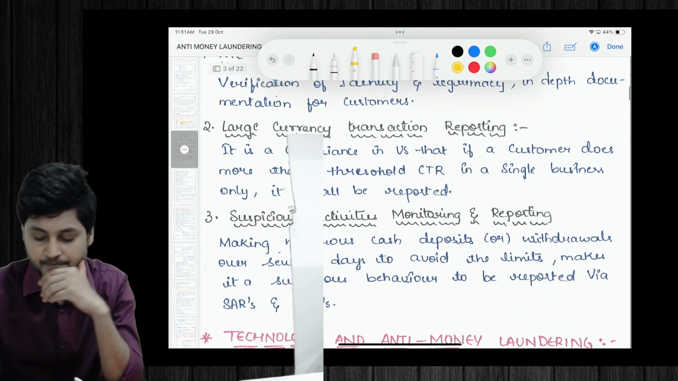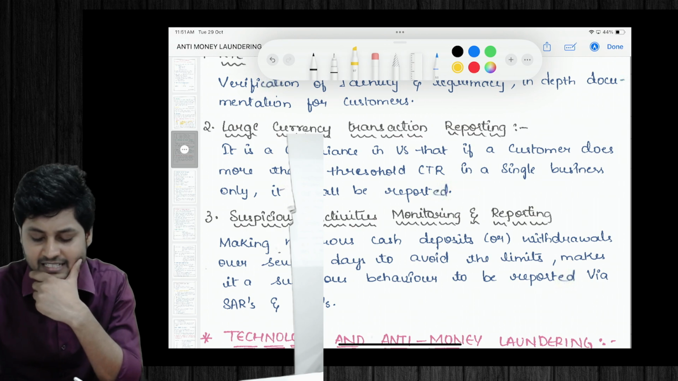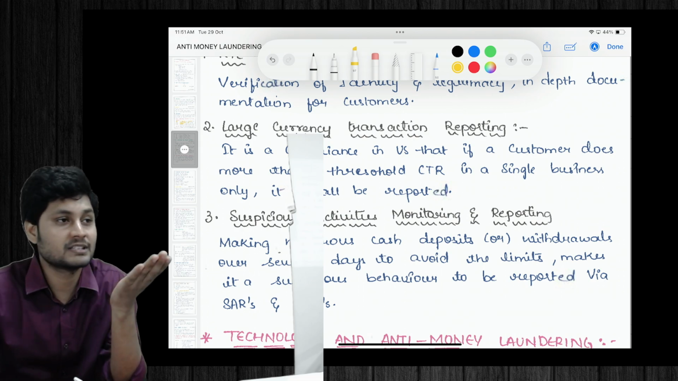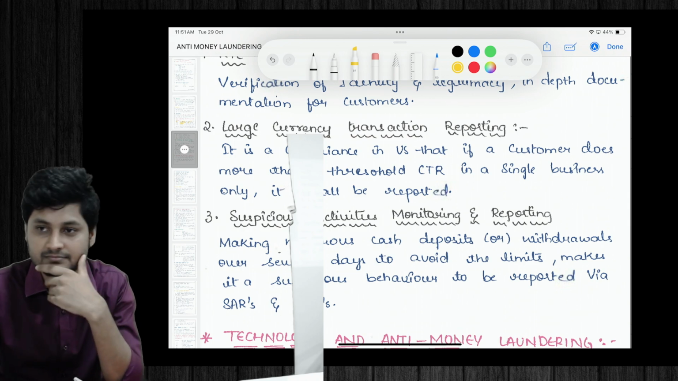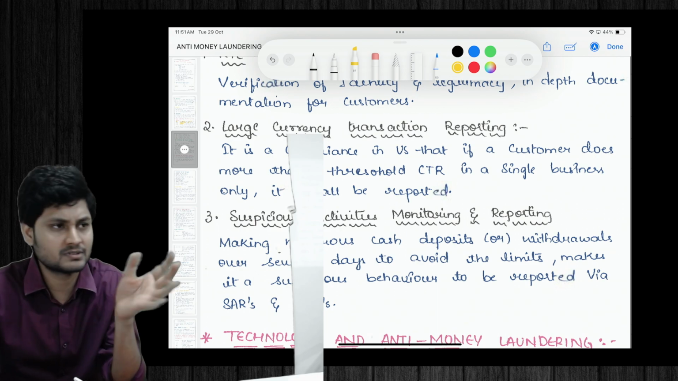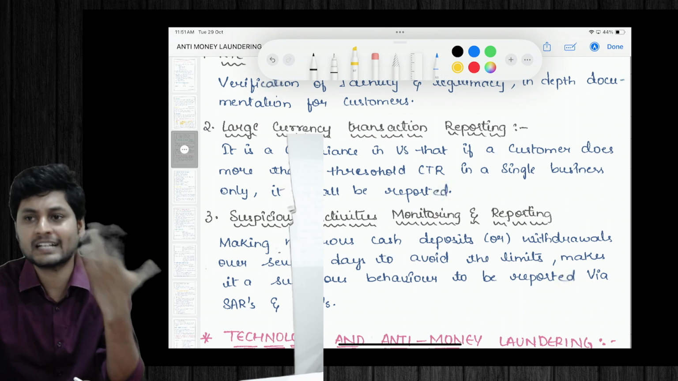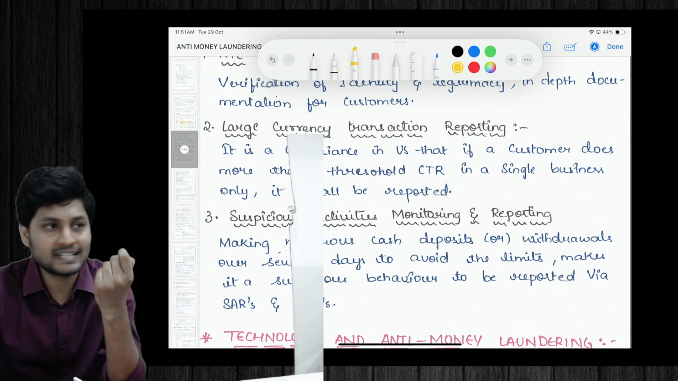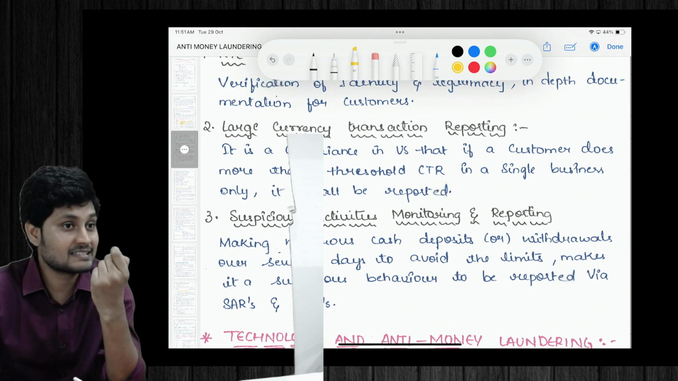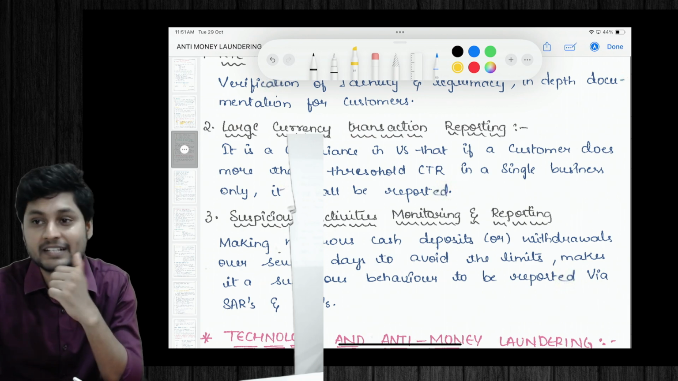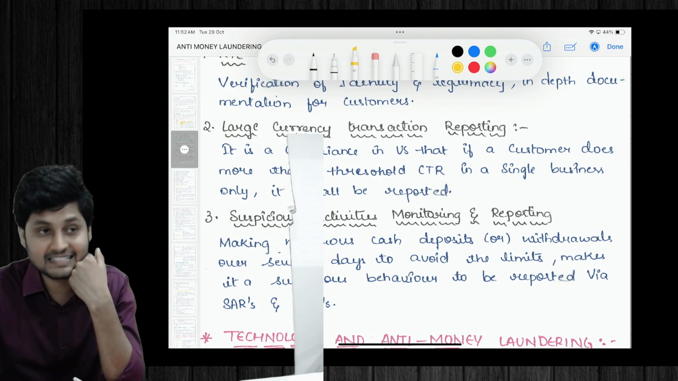Come to point number two. Point number two, large currency transaction reporting. You know, when you want to deposit more than 50,000 rupees, you are asked to provide PAN, right? So large, huge, high currency transactions. Say for example you are transferring 1 crore rupees from one account to another account. Immediately you get a call from the bank. Okay, why exactly is this happening? Is it you who is doing the transaction? So you will get such calls. That is called large currency transaction reporting.